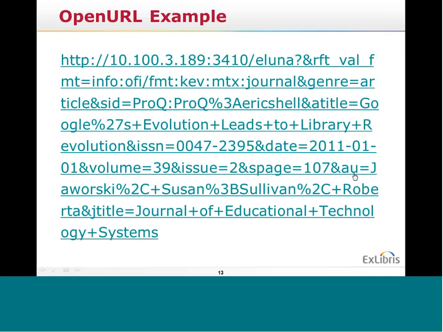And then we'll see the author as well. And in this case, there are two authors, Susan Jaworski and Roberta Sullivan. And then the last element that we see here is J title, and that's the title of the journal.